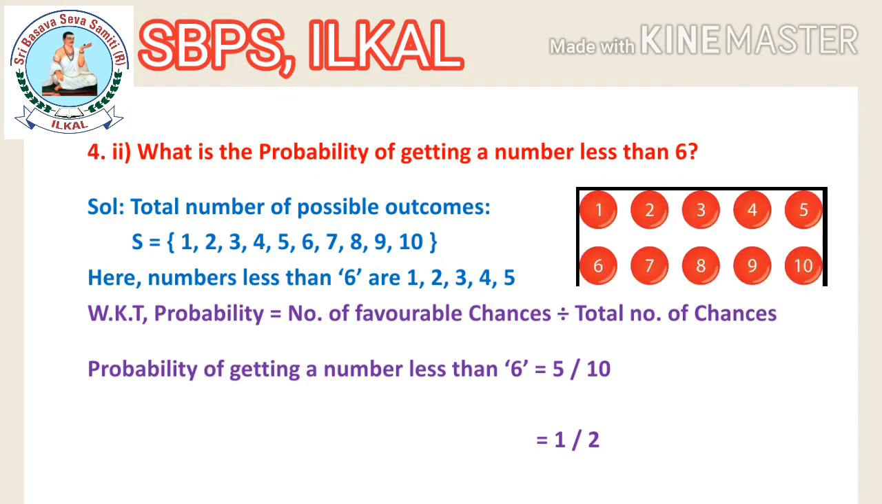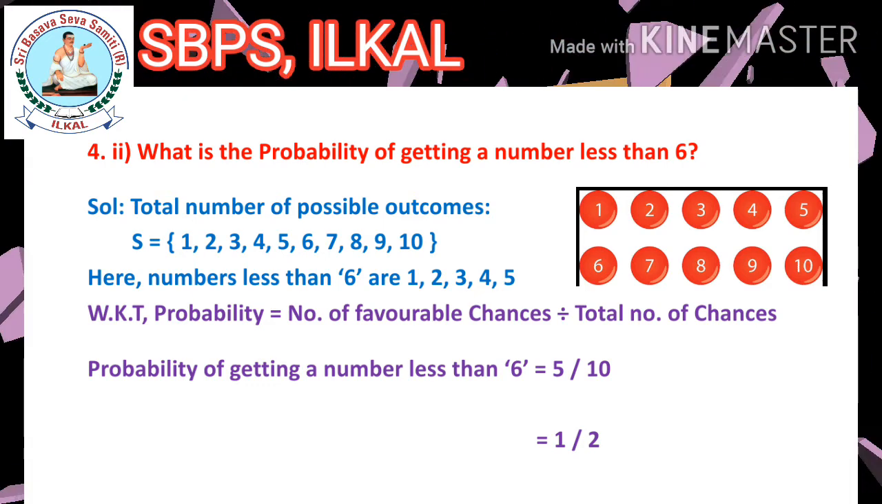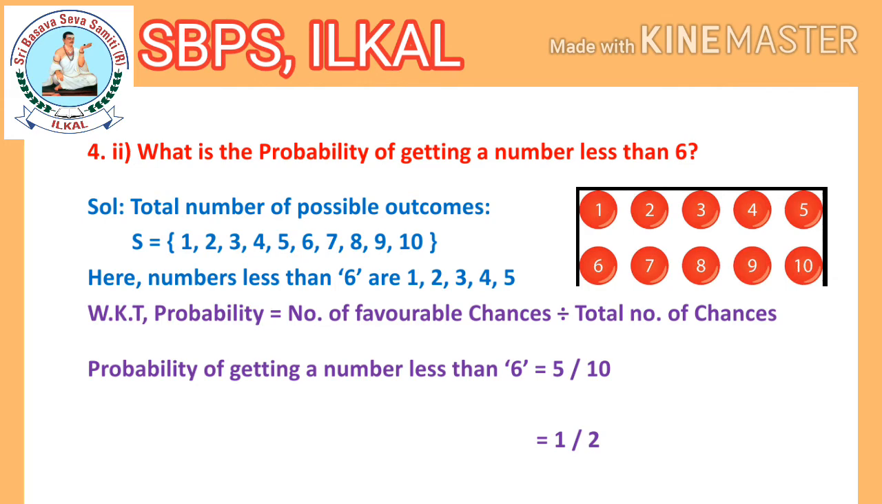Fourth main, second question. What is the probability of getting a number less than 6? Which are the numbers less than 6? You have to list, children. And then it will be easy for you to write the probability. Solution. Total number of possible outcomes. S is equal to 1, 2, 3, 4, 5, 6, 7, 8, 9, 10. Here, numbers less than 6 are 1, 2, 3, 4 and 5. Totally 5 numbers are there.